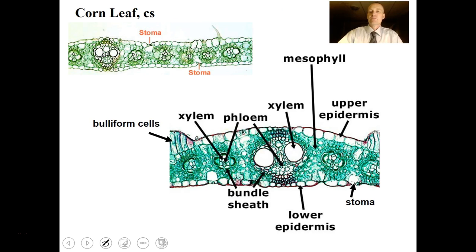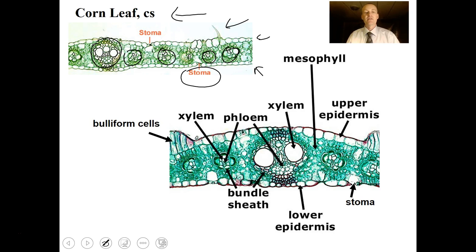Again, this is just showing you a monocot. Corn is a monocot, and if you cut it in cross section, you can see the various veins there. You can see a little trichome there, upper epidermis, lower epidermis, a little stoma, little hole that it can bring air into and out, and release water.